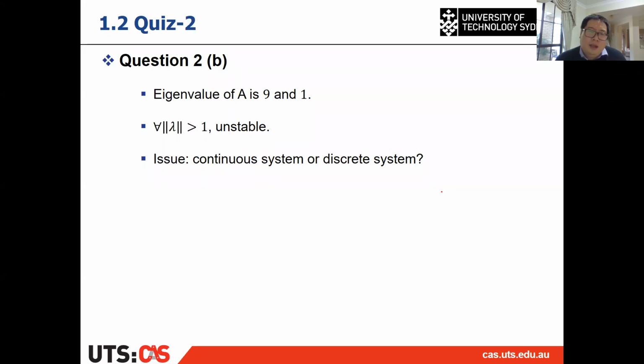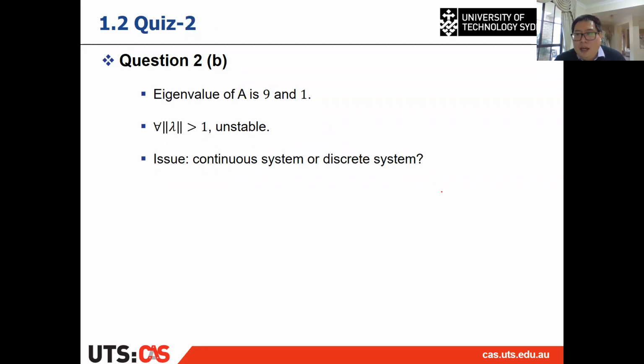For the continuous time system, if all the eigenvalues have negative real parts, then it is stable. But in the discrete time system, the criteria are different. If all the eigenvalues are between -1 and 1, then it is stable. Otherwise, it's not. So apply the correct criteria when you give the answer.